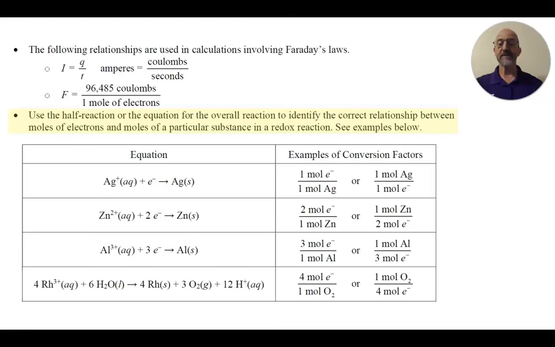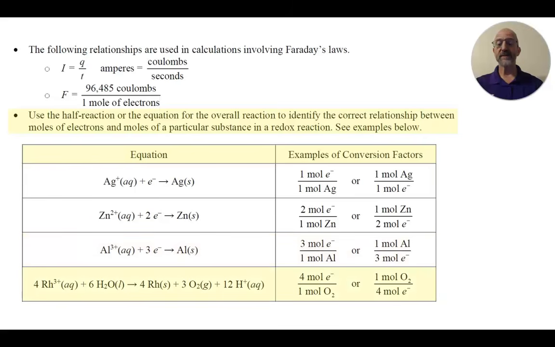So here are 4 examples. We have silver, zinc, and aluminum, and those are listed as half reactions. So there's 1 mole of electrons for every 1 mole of silver. There's 2 moles of electrons for every 1 mole of zinc. There's 3 moles of electrons for every 1 mole of aluminum.